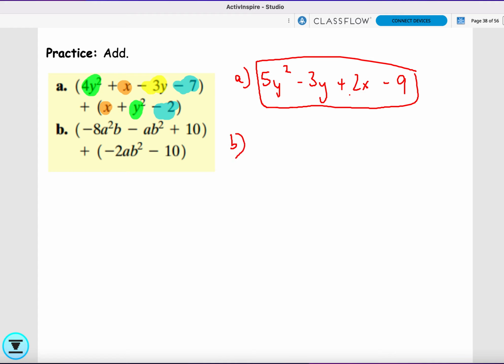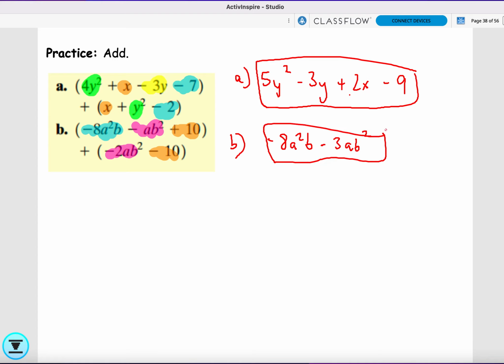So b. There's no a squared b with anything else. And then we have negative ab squared and negative 2ab squared there. And then we have 10 and then minus 10. So bring down the negative 8a squared b. And then minus 1 minus 2 is minus 3ab squared. And the 10s cancel out. And we're done.